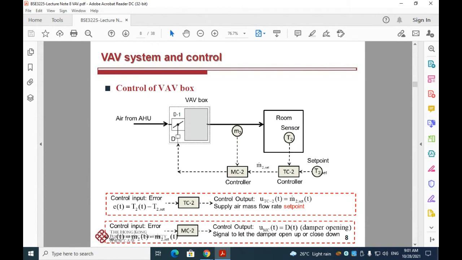And then with the input of the mass flow rate error, the mass flow rate controller will output the damper opening. So this is the signal to let the damper open up or close down. So this is a more illustrated example of the control of a VAV box.